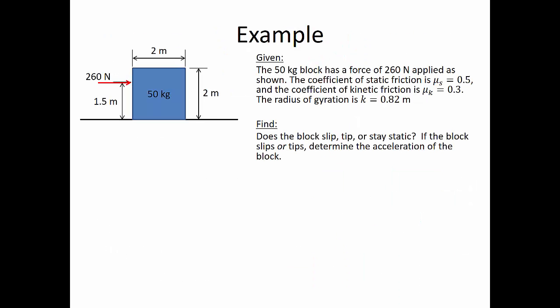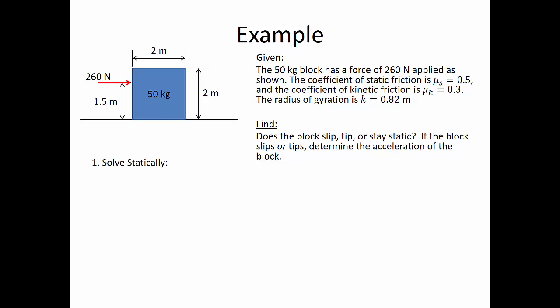In this example, we've got a box that's 50 kilograms. It has a force of 260 newtons that's applied 1.5 meters from the ground up the side of the box. The box is 2 meters by 2 meters, and the coefficient of static friction is 0.5, the coefficient of kinetic friction is 0.3, and the radius of gyration is 0.82 meters. We want to find out if the box is going to slip, tip, or stay static. If it slips or tips, let's determine what the acceleration of the block is.